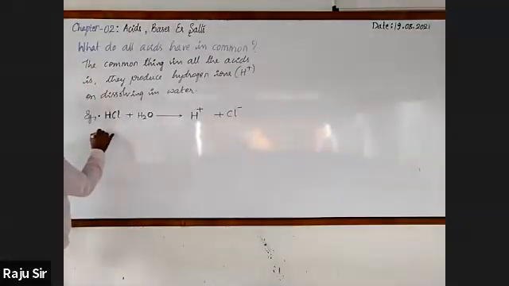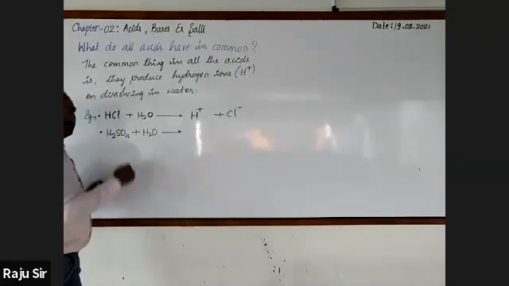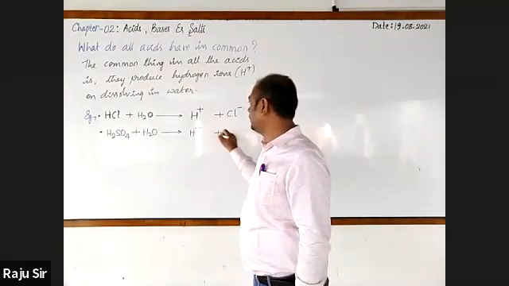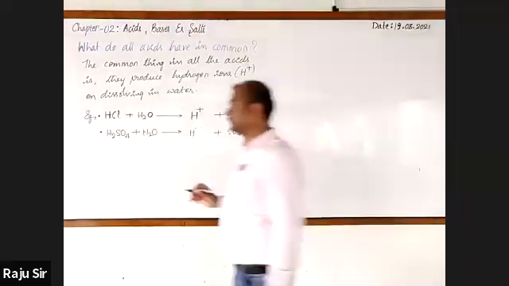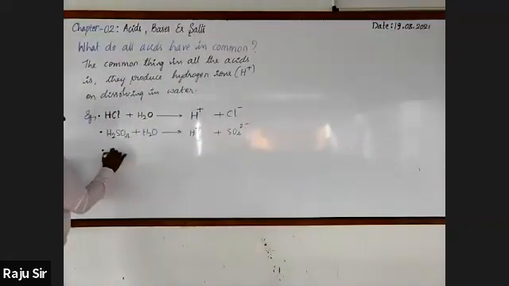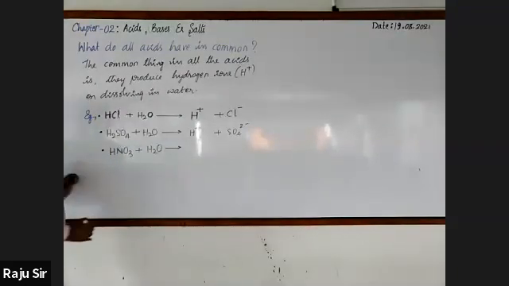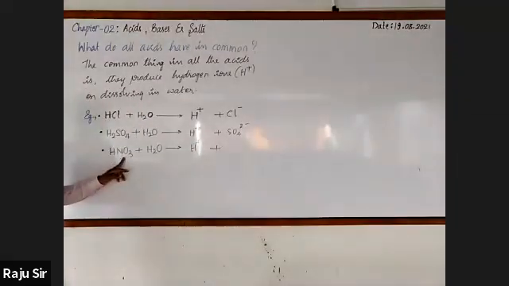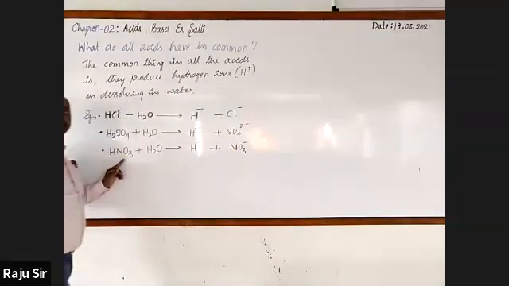Then similarly, I'll take H2SO4, which is dry H2SO4. When it is dissolved in water, it produces the respective ions: hydrogen ion and sulfate ion, SO4 2 minus. Next, HNO3. When it is dissolved in water, it produces hydrogen ion and nitrate ion, NO3 minus, 1 minus.